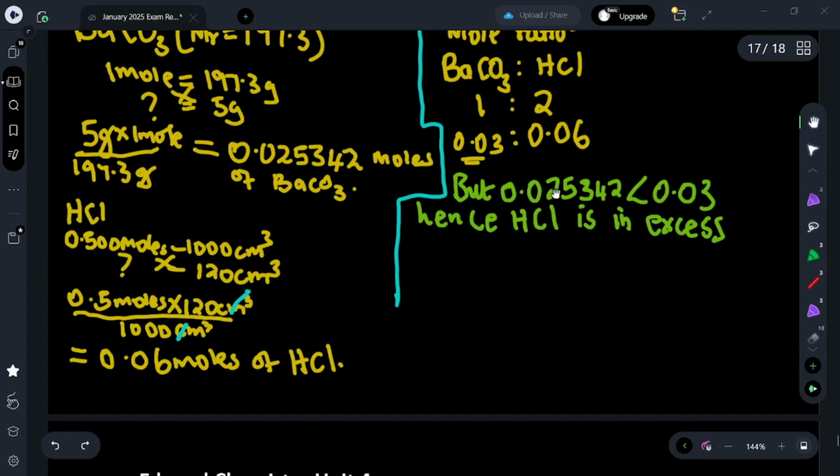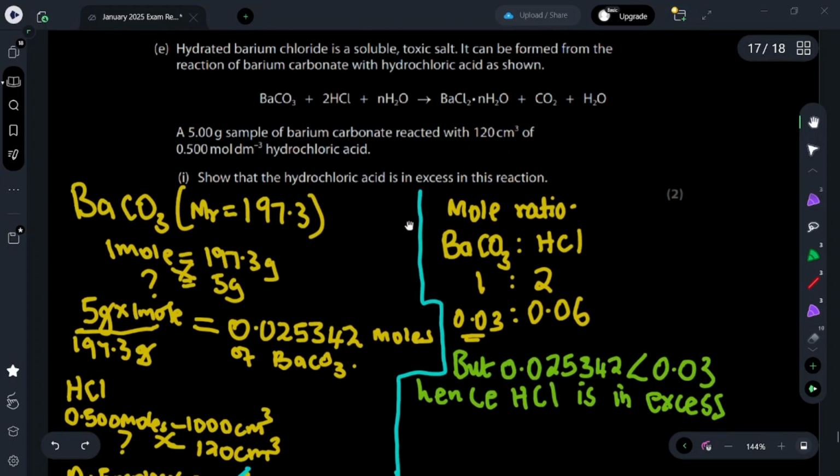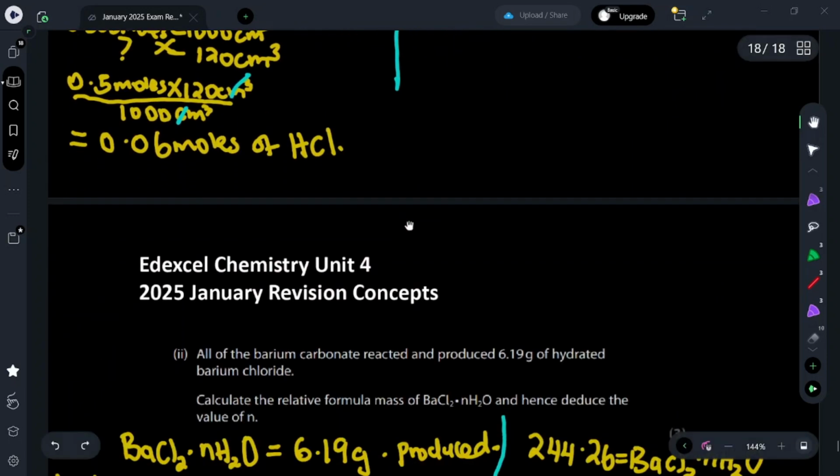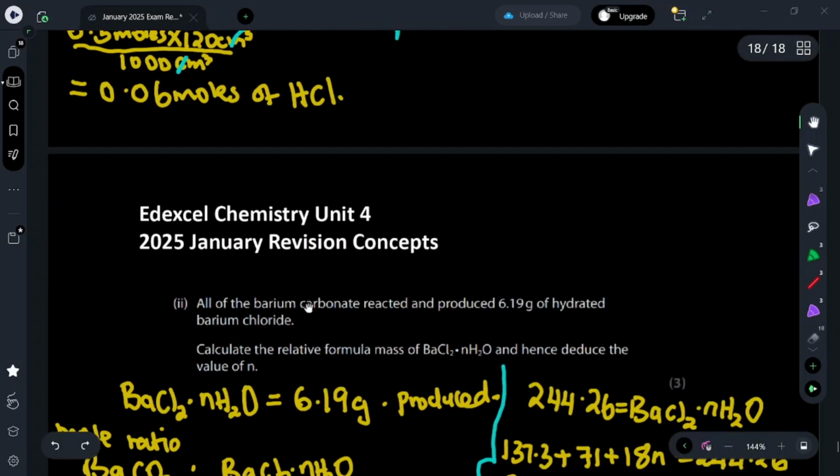Since the 0.025342 moles of barium carbonate used is less than what is required to completely react with the 0.06 moles of acid, and what is required is 0.03, therefore the hydrochloric acid is in excess. Done.